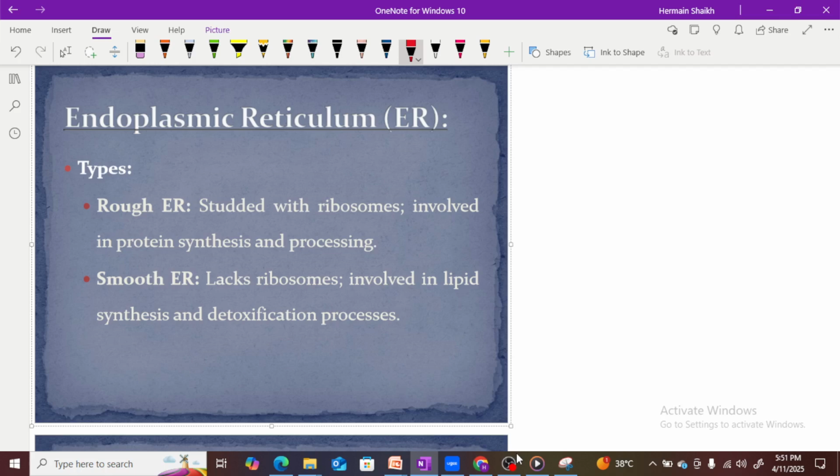Now here we have some types of the endoplasmic reticulum, that is the rough endoplasmic reticulum and the smooth endoplasmic reticulum. Rough endoplasmic reticulum is studded with the ribosomes on its surface, involved in protein synthesis as well as the processing. A smooth endoplasmic reticulum basically lacks the presence of ribosomes on the surface, and that is involved in the lipid synthesis. It is basically the most important difference between them, that the rough endoplasmic reticulum helps out in the synthesis of proteins, while the smooth endoplasmic reticulum helps out in the synthesis of lipids. While on the rough endoplasmic reticulum ribosomes are present, in a smooth endoplasmic reticulum there is a lack of ribosomes in its structure.